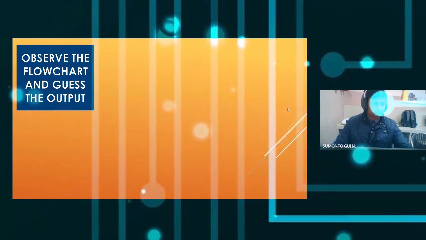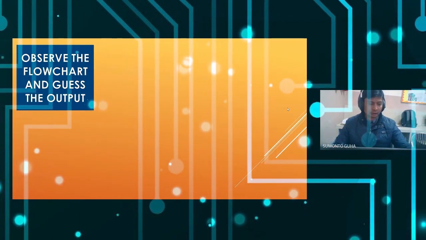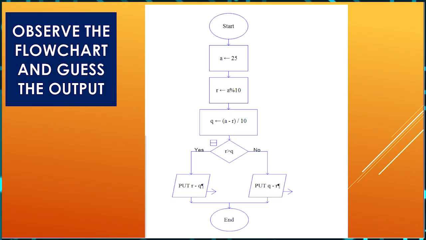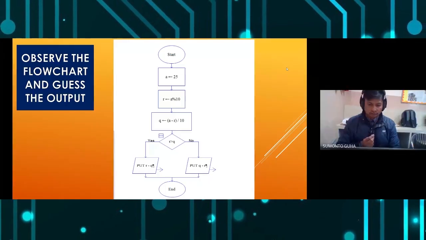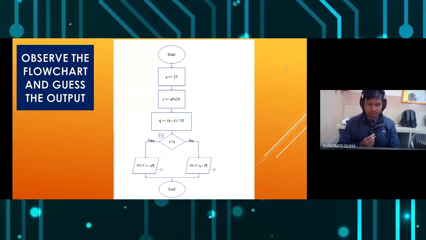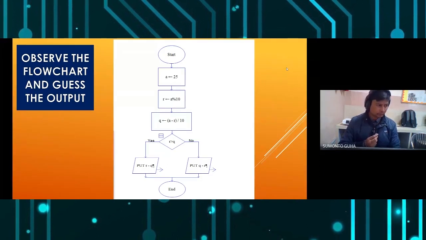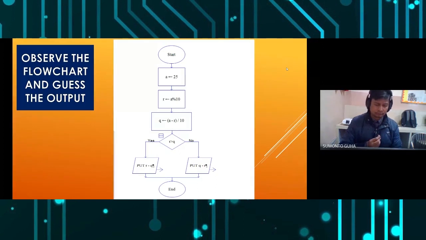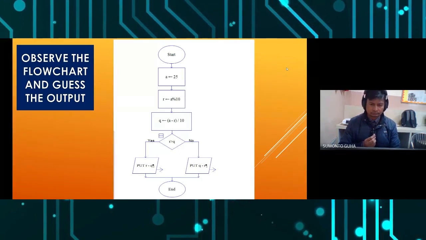Observe the flowchart and then tell the output in the chat box. R is A modulus 10. What will be the value of R? Kanishak Mittal: 5. Why? Sir, because modulus returns the remainder of what we divide.